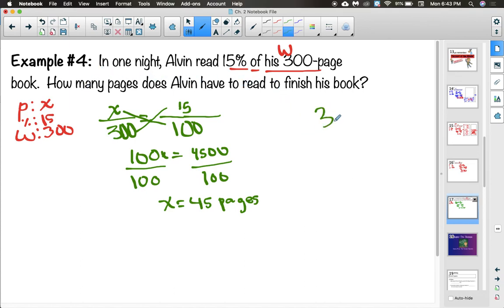The question asks, how many does he still have to read to finish the book? So we have to do one more step here, and that's take the 300 pages minus the 45 pages he already read, and we get 255 pages left.